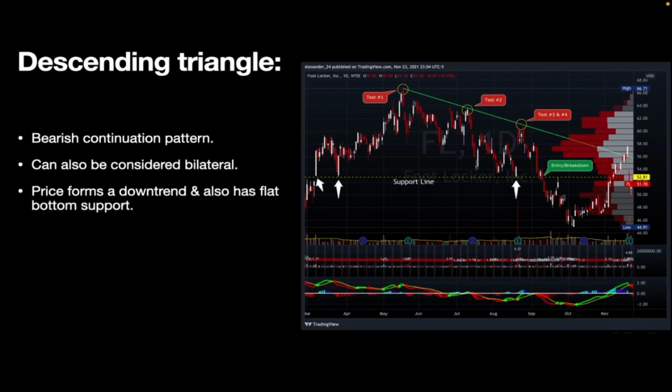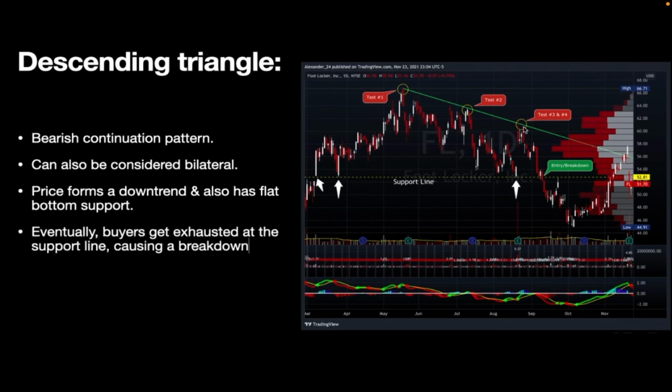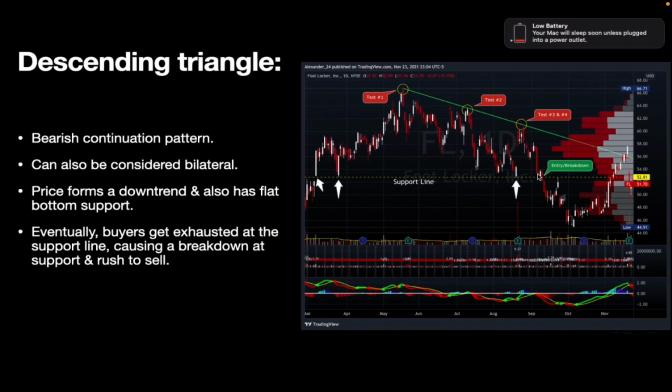So descending triangles, price is forming a downtrend and also has flat bottom support, just like you see right here. We have solid support, multiple bounces. You got your 3 tests on your downtrend line, validating it. So with this, eventually buyers get exhausted at the support line. You can see right here, there's really not that much buyer's volume. And then eventually they get exhausted at the support line, cause a breakdown, and a rush to sell. And that's when everybody panics.